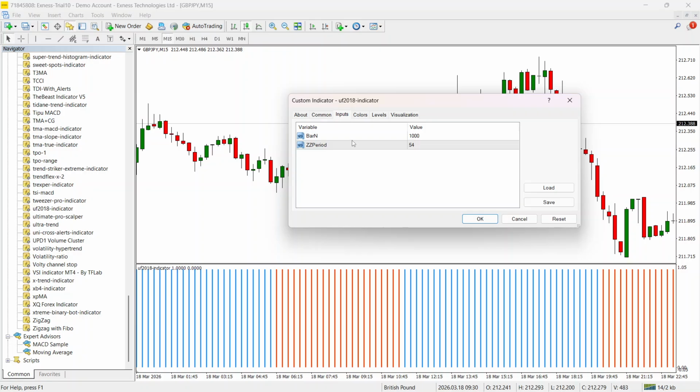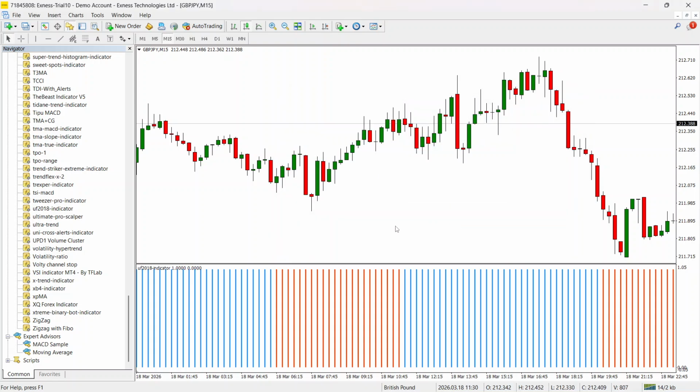a broader context. The ZZ period parameter reflects or relates to the underlying zigzag style component the indicator uses, affecting how sensitive the UF2018 is to swings and turning points, with shorter ZZ period values responding to smaller swings, while longer values focus on larger, more significant moves.